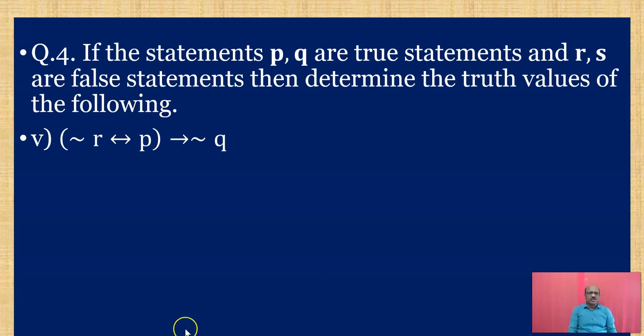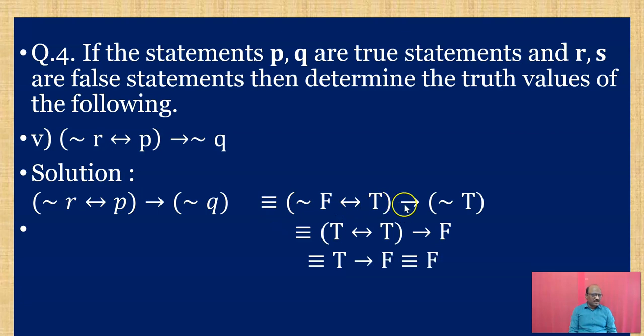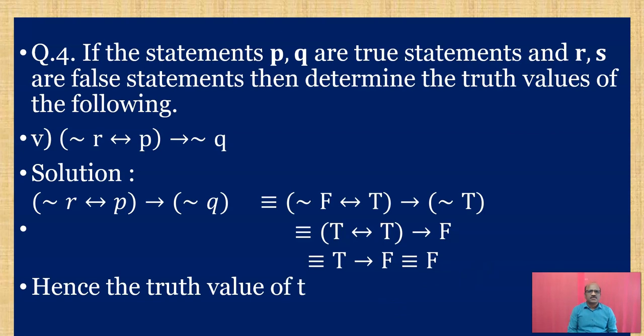Next is negation of R double implication (P implies negation of Q). Substitute their values. Negation of F double implication (T implies negation of T). Now negation of F is T. T double implication (T implies F). T implies F is F, therefore it is F. And hence the truth value of the given statement is false.